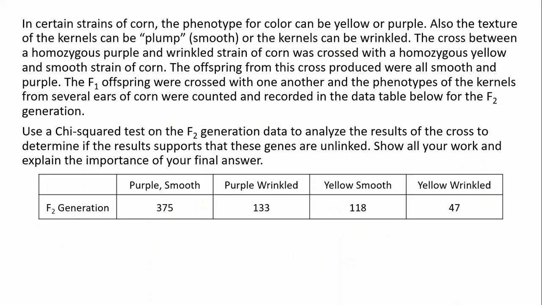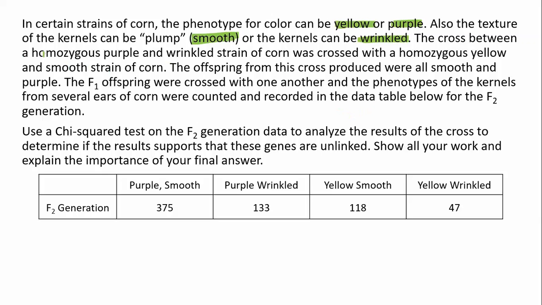All right. I also have a bonus practice problem for you, so that on the chi-square practice problems, you have some where you're looking at two traits at the same time. Hopefully this will make it a little easier for you to do those problems. In certain strains of corn, the phenotype for color can be either yellow or purple, and the texture of the kernels can be plump or smooth or wrinkled. So those are our two traits, color and texture.